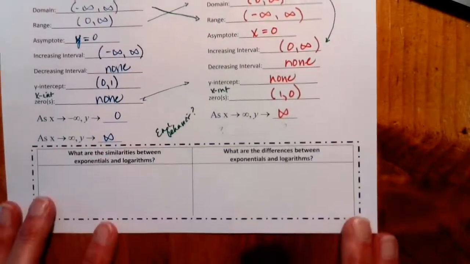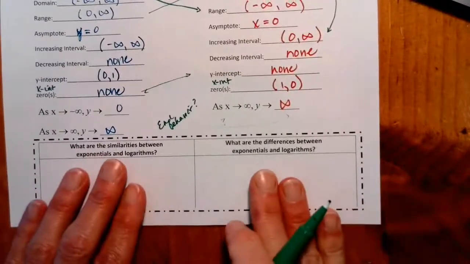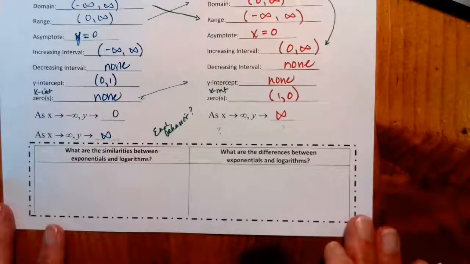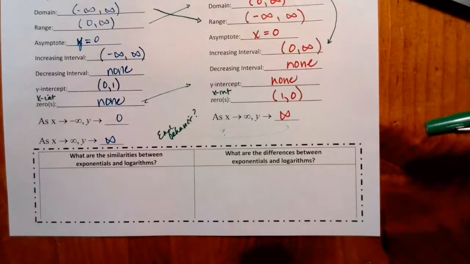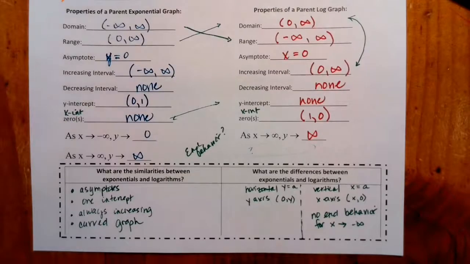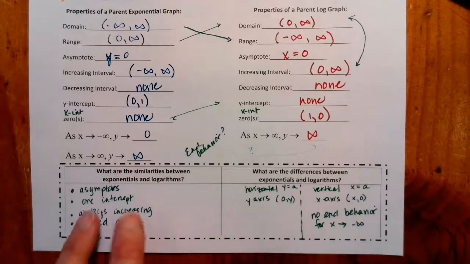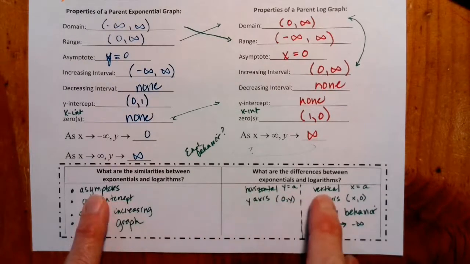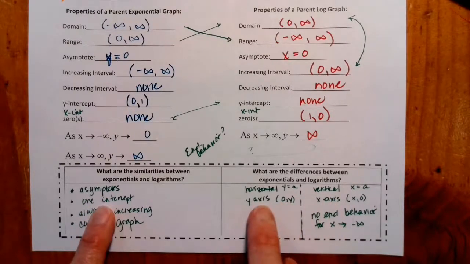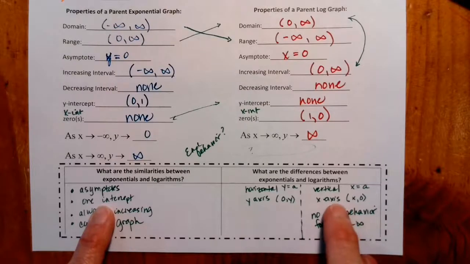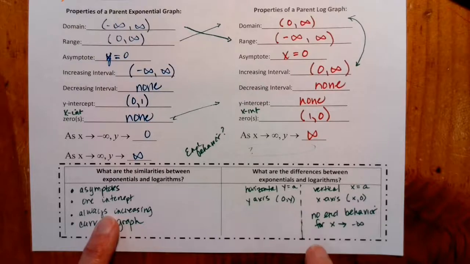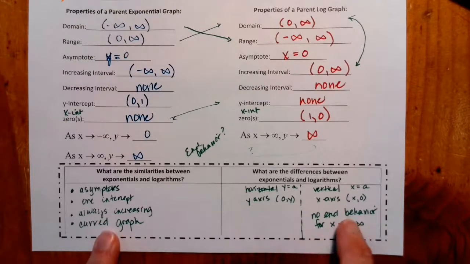All right, so here we have some similarities and differences between exponents and logarithms. So go ahead and say what you think, and then we'll compare notes in a minute. Okay, so here are some of the ones that I came up with. They both have asymptotes, but one is horizontal, one's vertical. They both only have one intercept, but our exponential equations intercept the y-axis and our logarithmic intercept the x. They are both always increasing, and they are both curved graphs. Our logarithmic graph doesn't have an end behavior for when x approaches negative infinity.